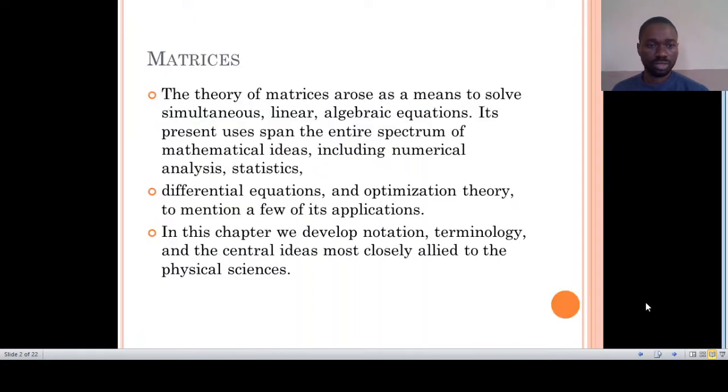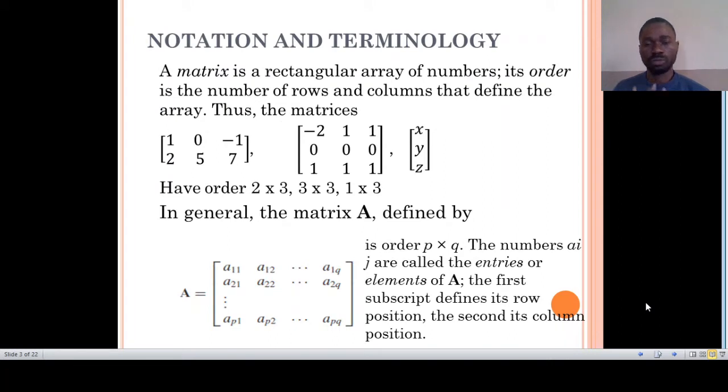What is a matrix? The theory of matrices arose as a means to solve simultaneous linear algebraic equations. Its present uses span the entire spectrum of mathematical ideas, including numerical analysis, statistics. Let's continue from there. Let me give you some matrix notations and terminology.